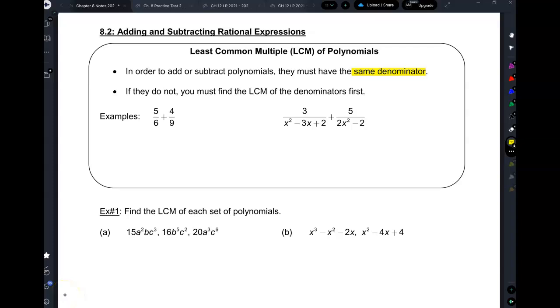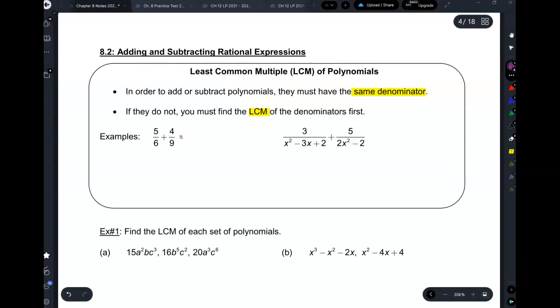Right, so to add or subtract, you have to make sure that your fractions have the same denominator. And if they don't have the same denominator to start, you have to find the LCM, which is the least common denominator first. So let's remind ourselves how that works with just regular old numbers, right?